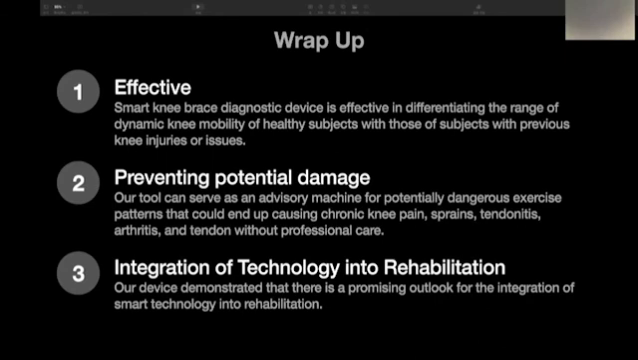Our tool can serve as an advisory machine for potentially dangerous exercise patterns that could end up causing chronic knee pain, sprains, tendinitis, arthritis, and tendon injuries without professional care. Our device demonstrated that there is a promising outlook for the integration of smart technology into rehabilitation.